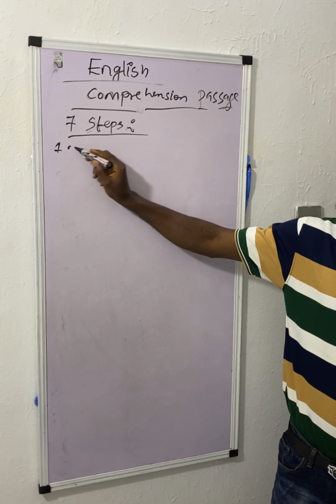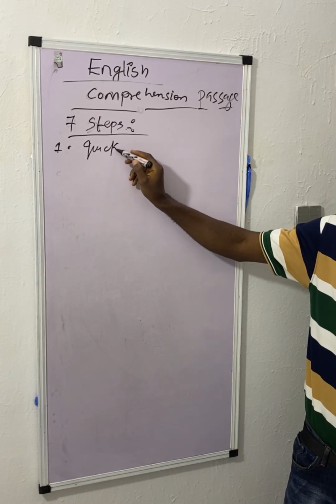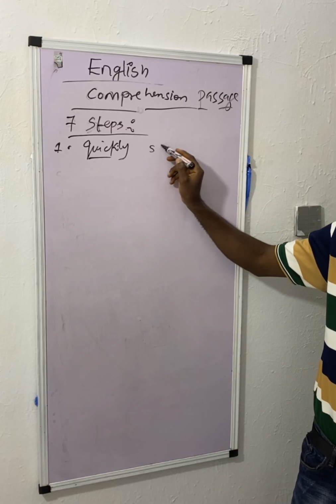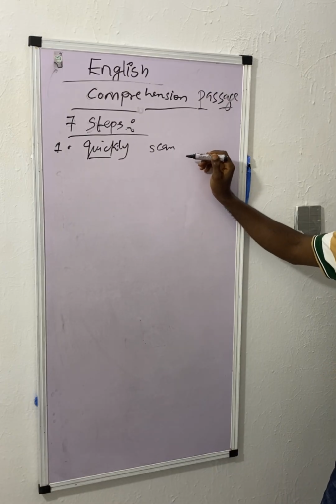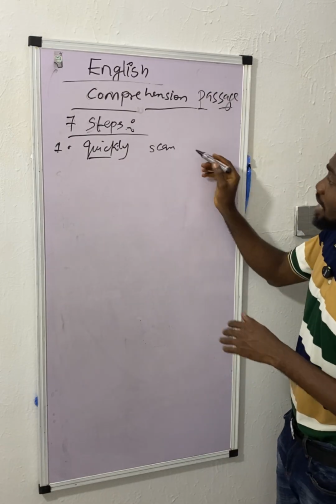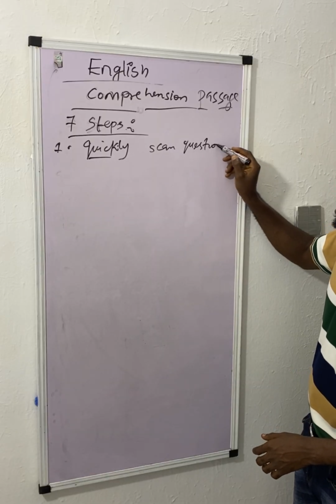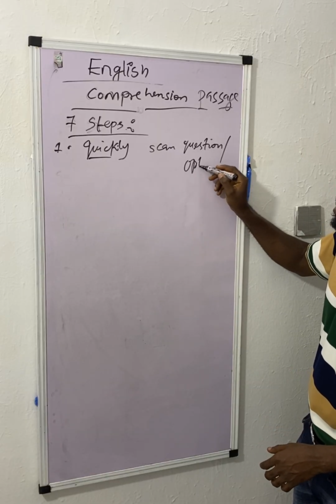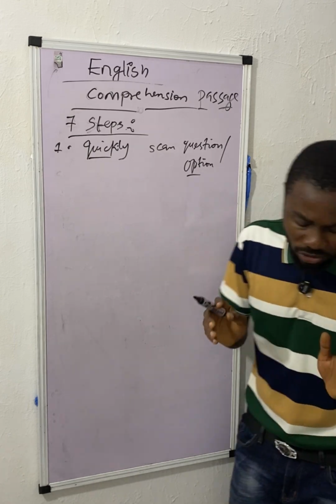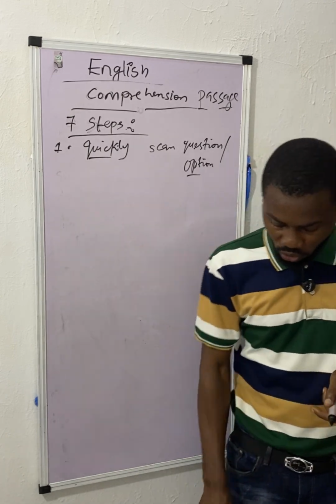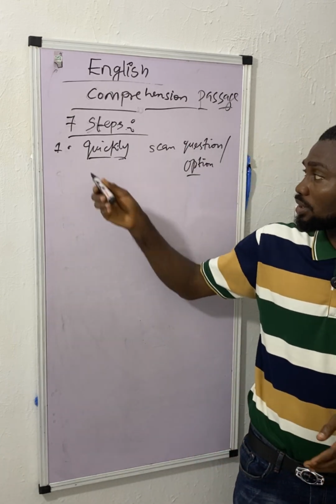Quickly scan through. It says quickly scan through. Scan through what? The questions. Just leave the passage. Quickly scan through the questions and the options. You have to do this quickly. You can see, quickly. I underlined it.